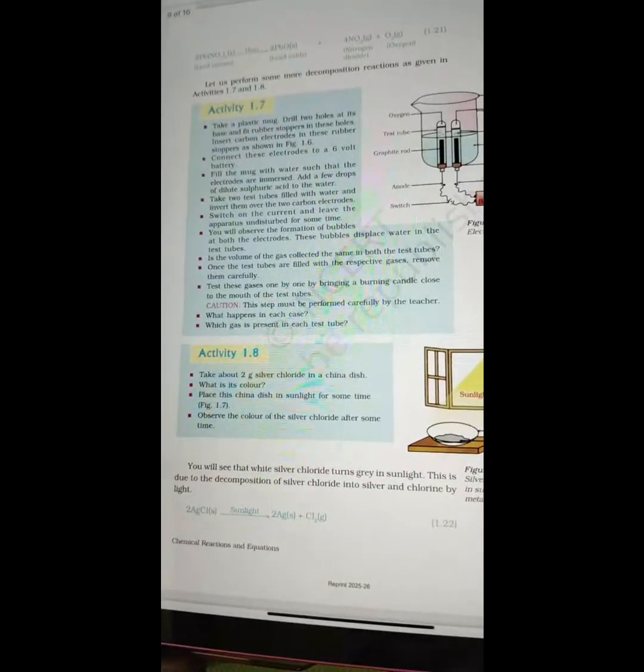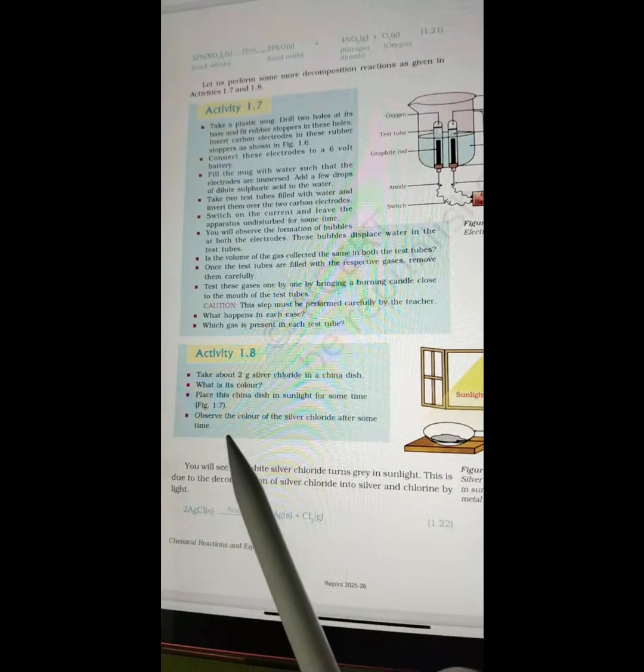Activity 1.8. Take about 2 grams silver chloride in a china dish. What is its color? Place this china dish in sunlight for some time as seen in figure 1.7. Observe the color of the silver chloride after some time. You will observe that white silver chloride turns gray in sunlight.